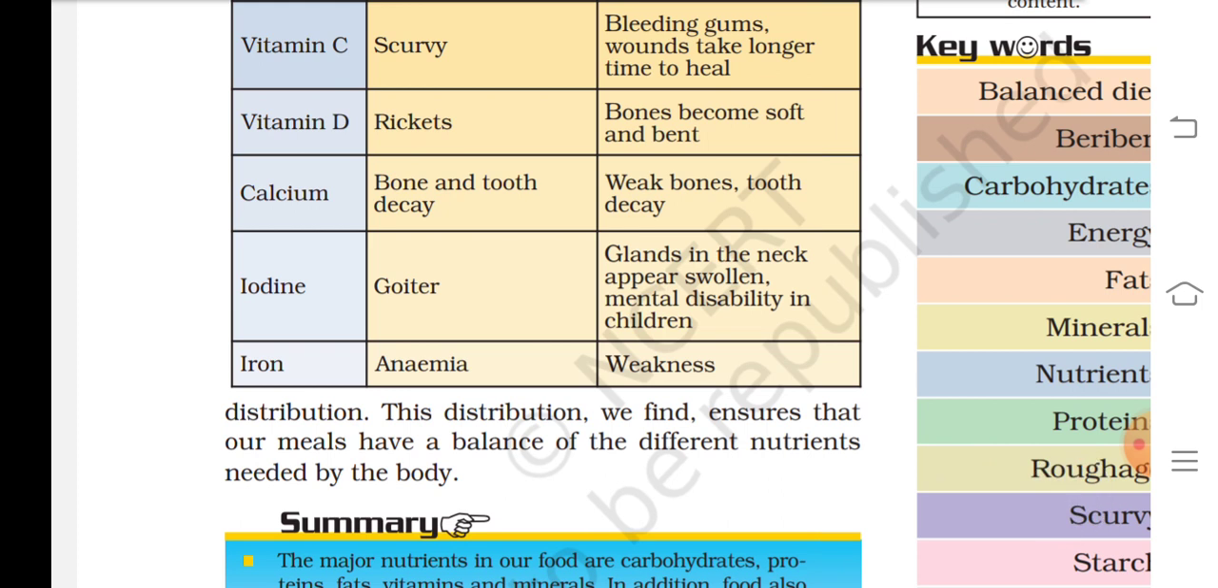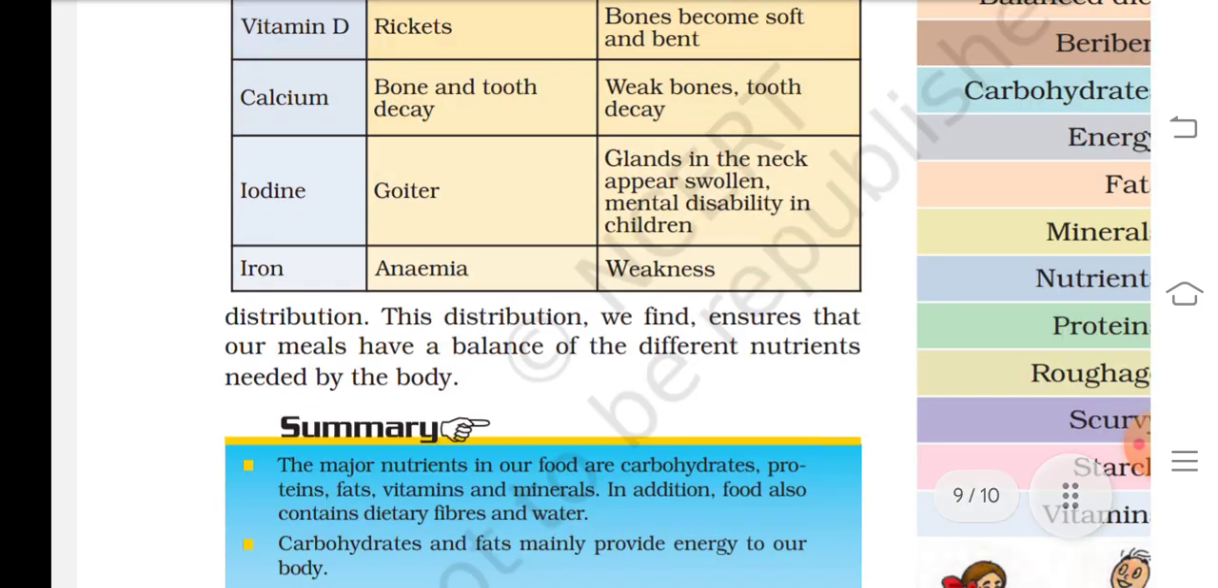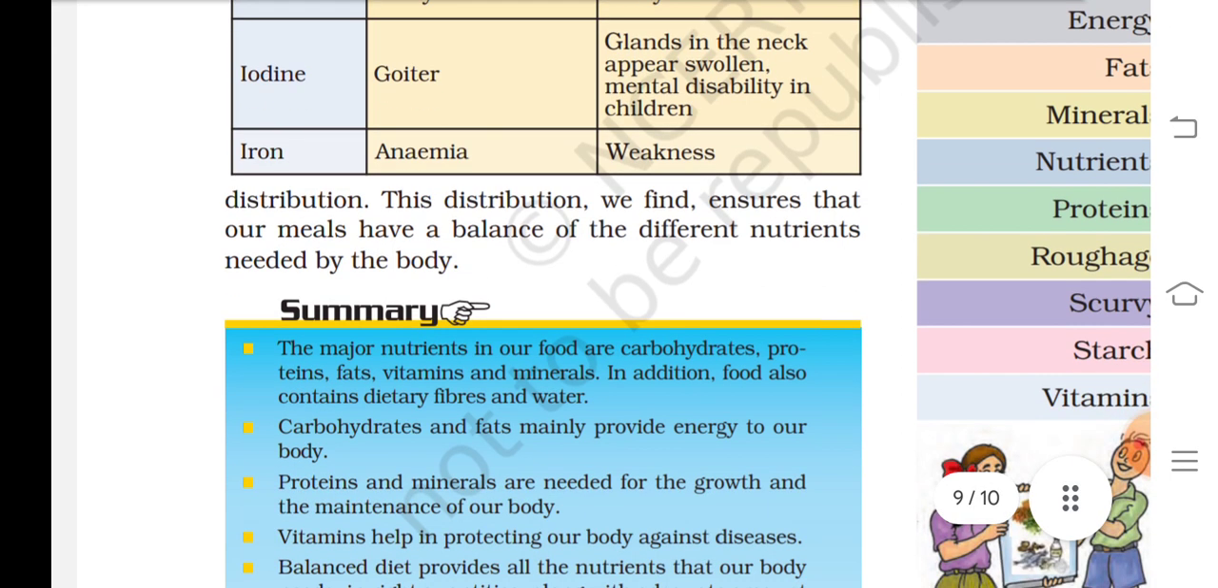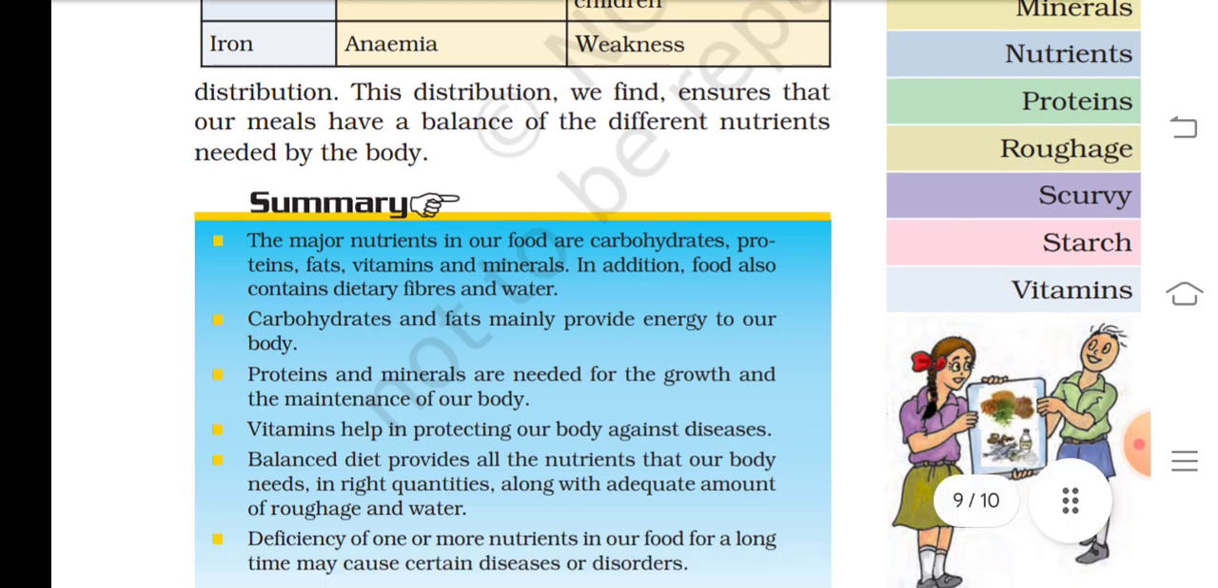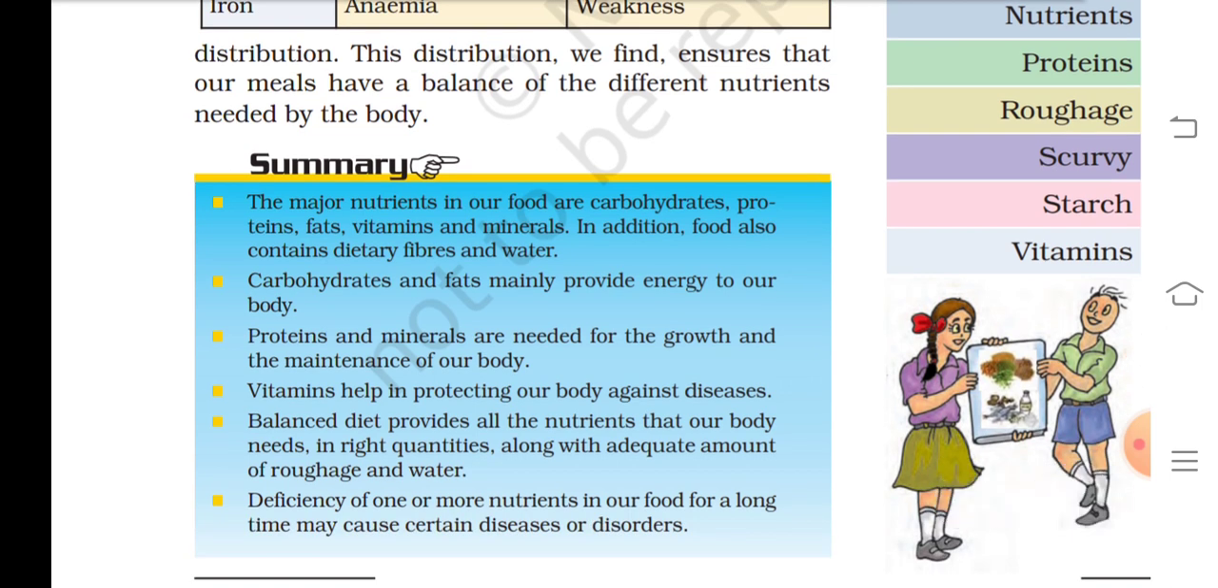Vitamin D deficiency causes rickets: bones become soft and bent. Calcium: bone and tooth decay, weak bones. Iodine: goiter, the gland in the neck appears swollen, mental disability in children. Iron deficiency causes anemia and weakness. The diets we choose should ensure that our meals have a balance of the different nutrients needed by the body.